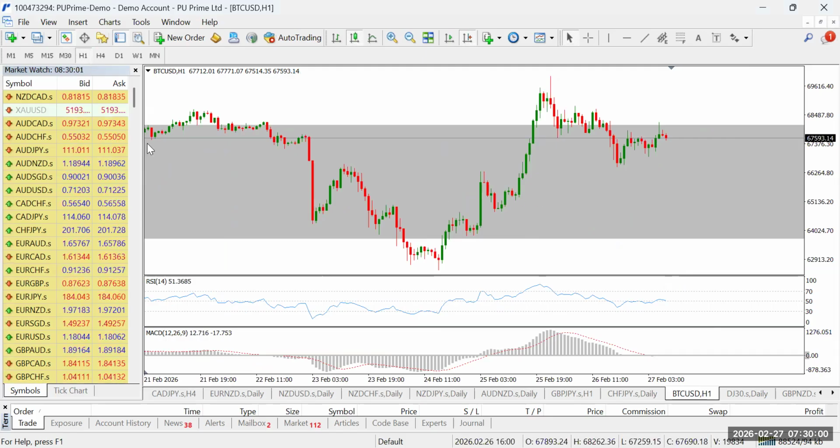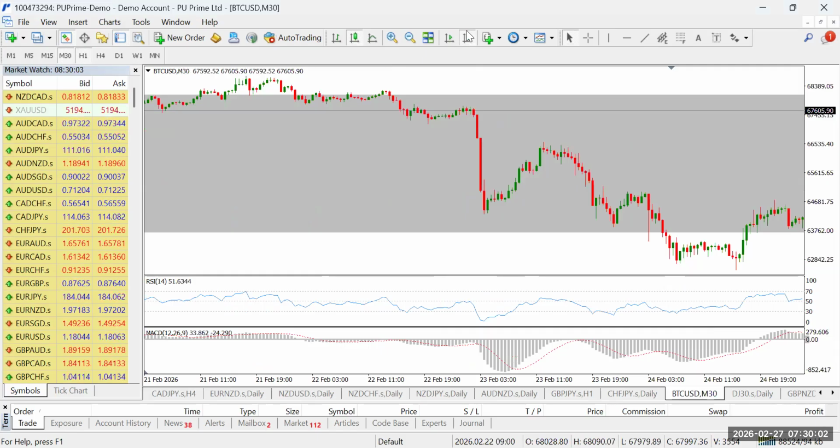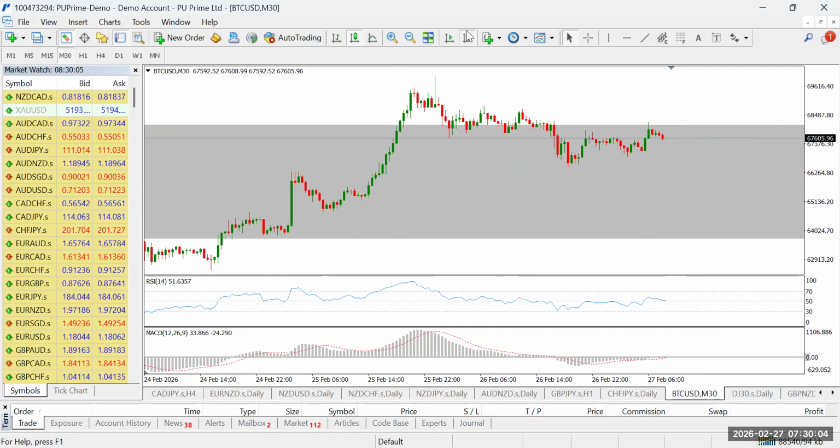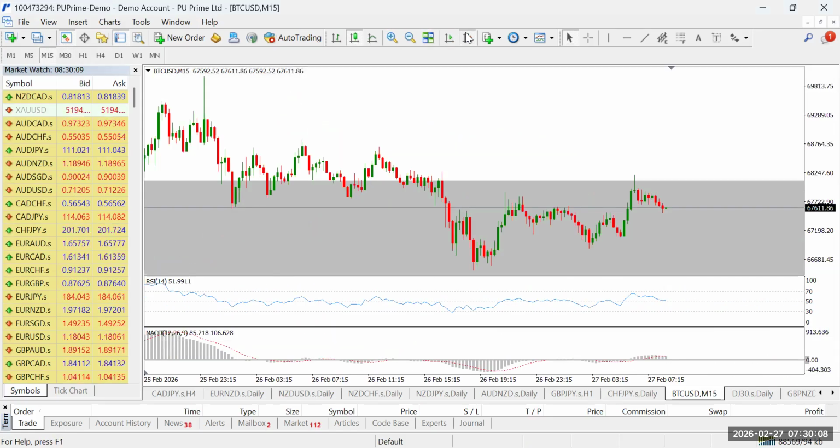So this is the 1 hour time frame. Let's go down to 30 minutes. Not seeing anything much on this lower time frame. Nothing much on the lower time frame, but overall, I have a bullish outlook on the BTC.